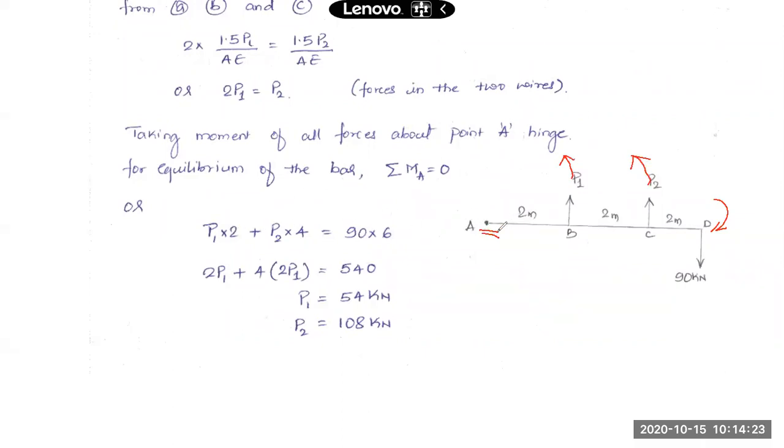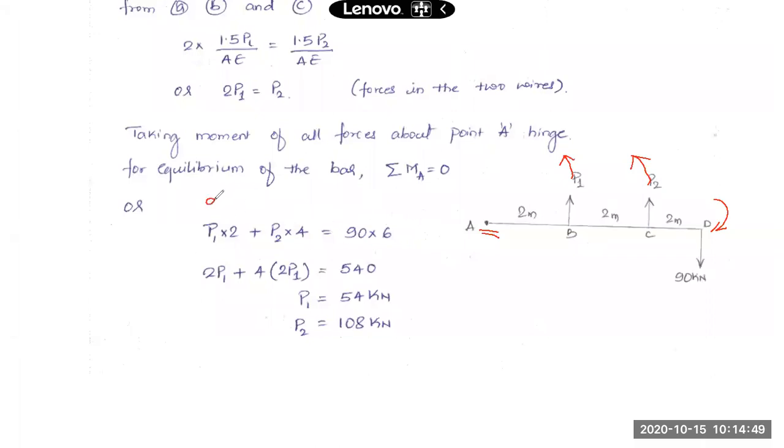So P1 into 2 meter distance plus P2 into 4 meter distance should be equal to this 90 into 6. These P1 and P2 are producing anti-clockwise moments. So sum of anti-clockwise moments is equal to sum of clockwise moments. That is what is equated. Or even you can take everything on one side and equate it to 0. That can also be done.